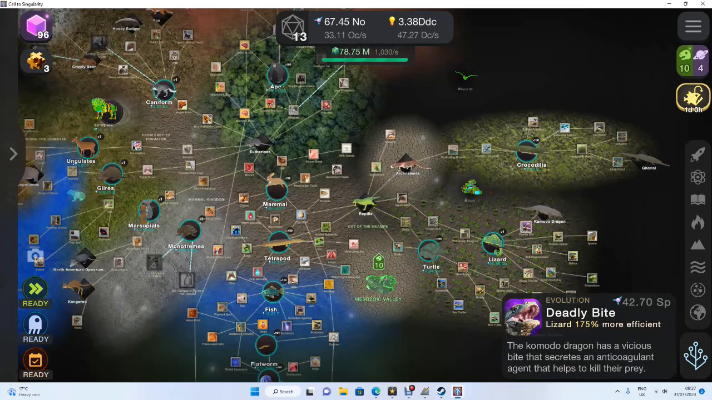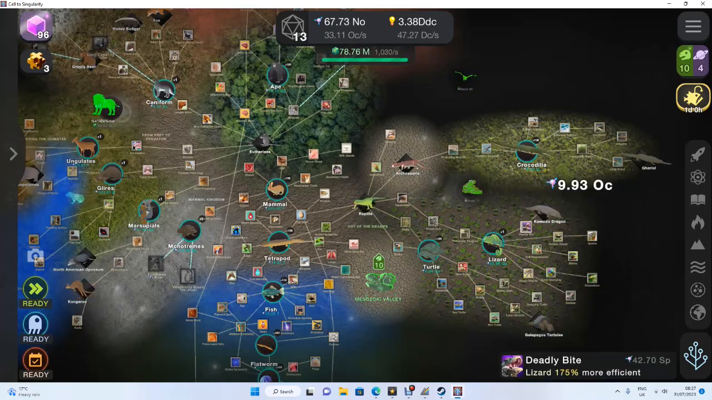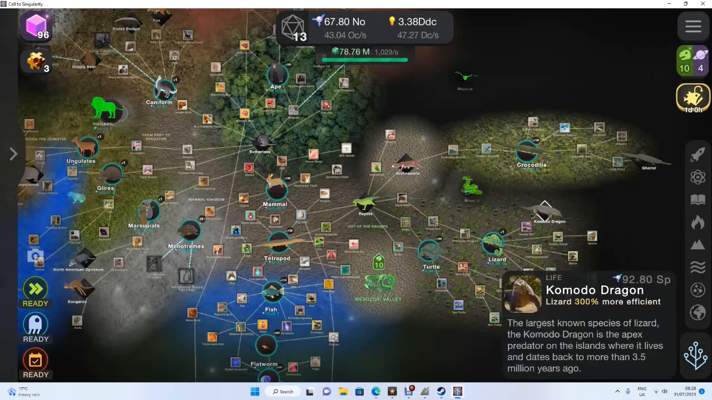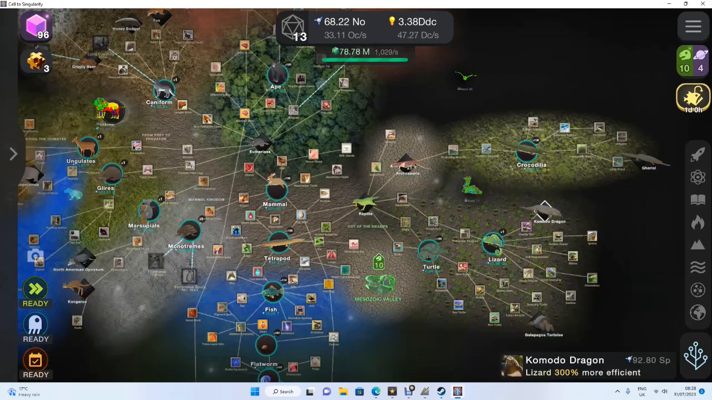And finally, almost finally on this section, deadly bite. The Komodo dragon has a vicious bite that secretes an anticoagulant agent that helps to kill its prey. Komodo dragon. Look at the size of him. The largest known species of lizard, the Komodo dragon is the apex predator on the islands where it lives. It dates back to more than 3.5 million years ago.